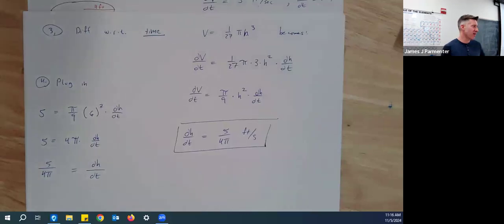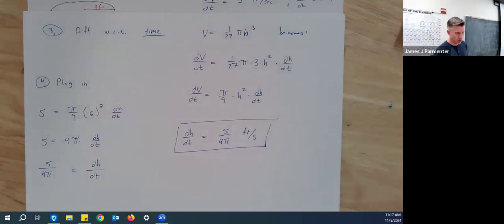Every one of these related rates problems is different, but they all follow the same kind of 4 or 5 steps. Figure out what's changing, find an equation relating those things, differentiate both sides, plug in what you know, solve for what you want. Kind of always the same 4 steps, maybe 5 steps.